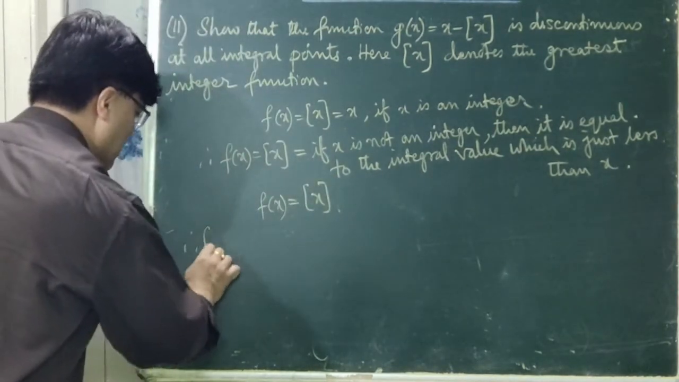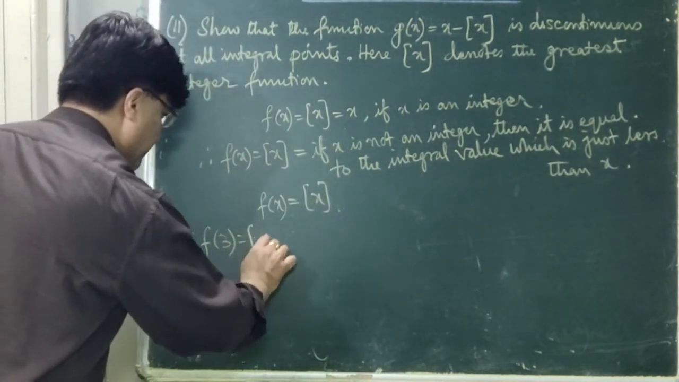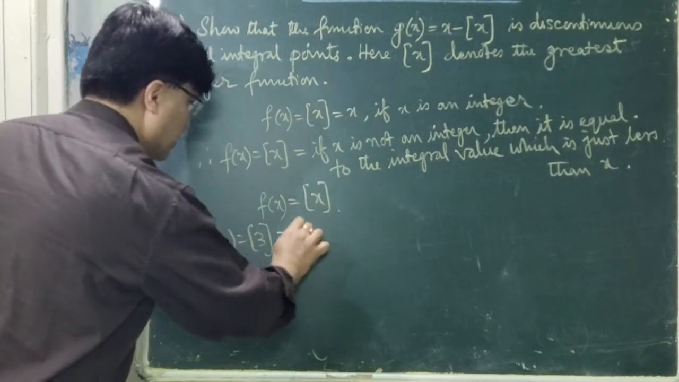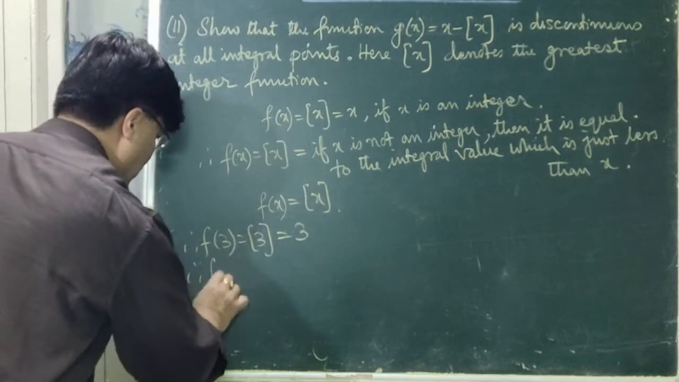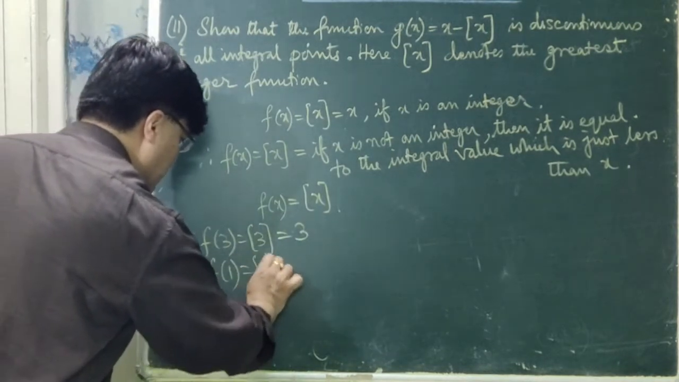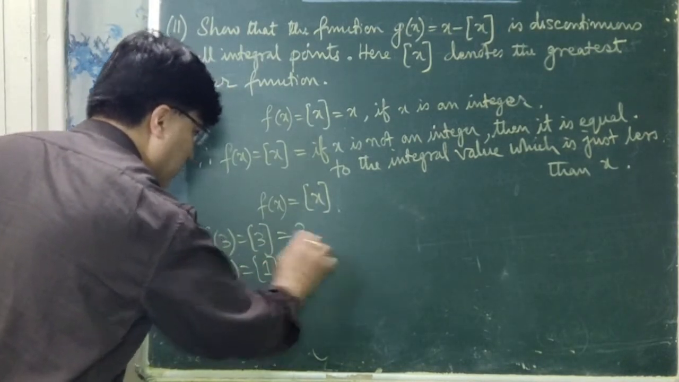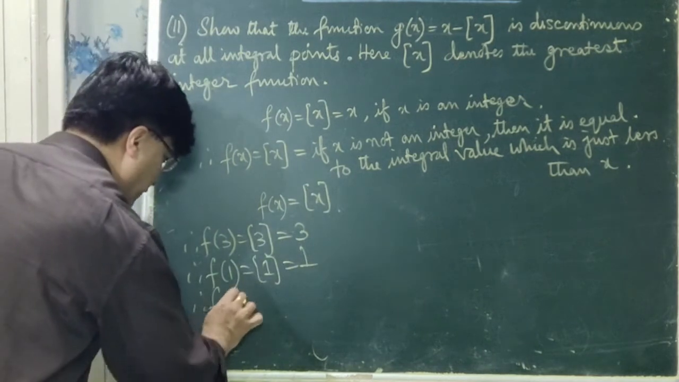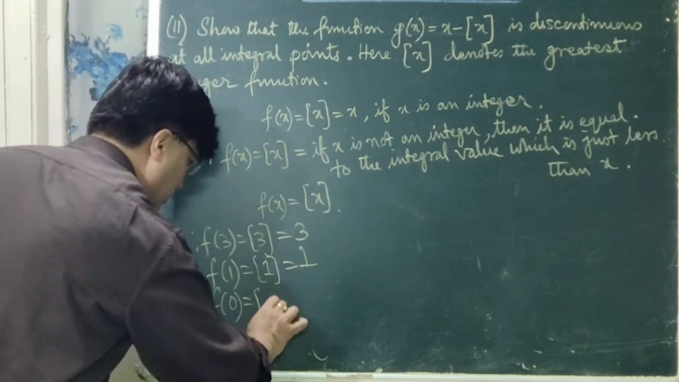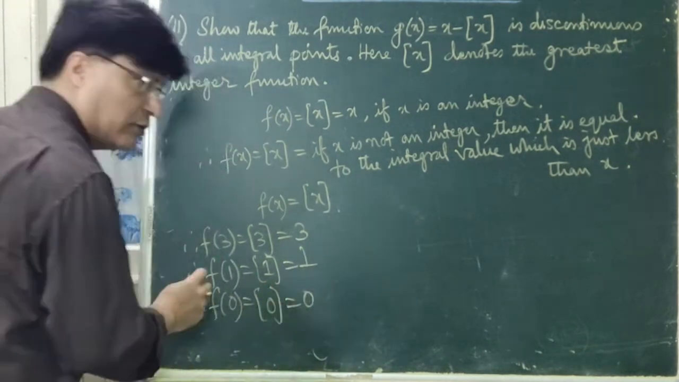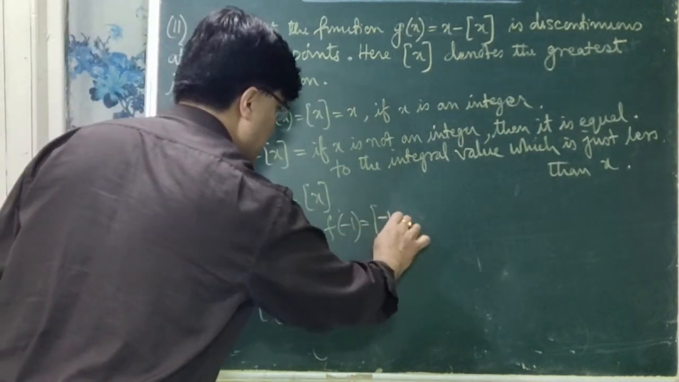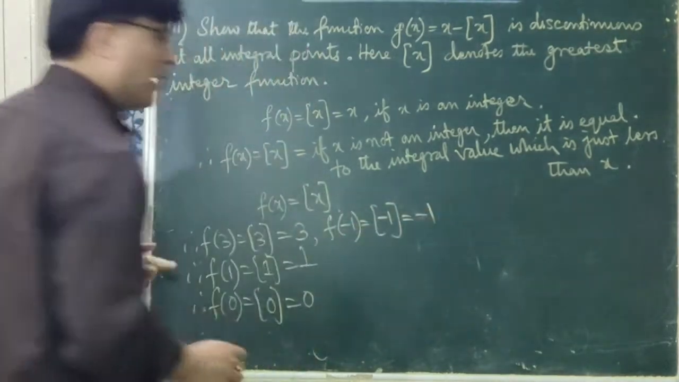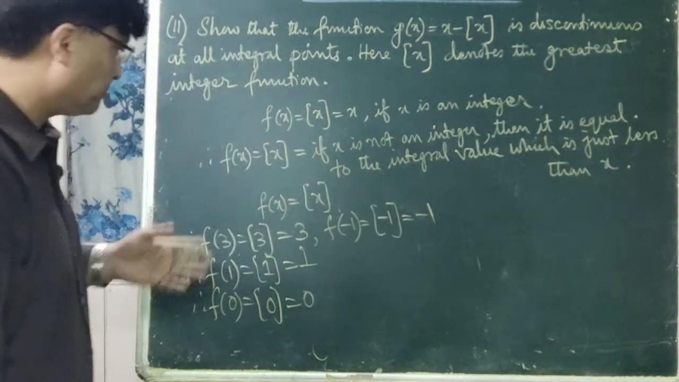Suppose f of 3 is there, which is equal to 3, because 3 is an integer. So within third bracket 3 is equal to 3. f of 1 is equal to, within third bracket 1 is equal to 1, right? f of 0 is equal to, within third bracket 0 is equal to 0. Or f of minus 1 is equal to, within third bracket minus 1 is equal to minus 1. These are all integers, right?